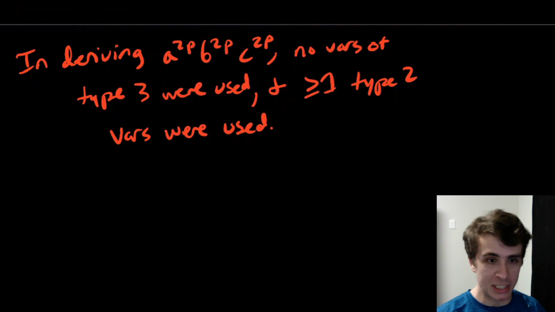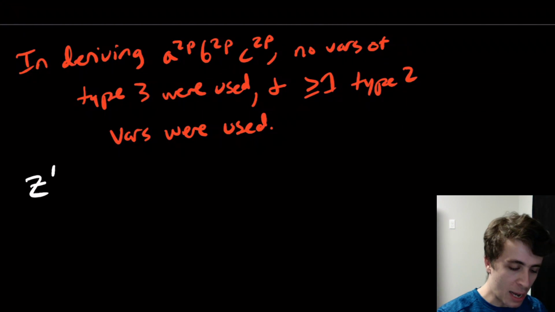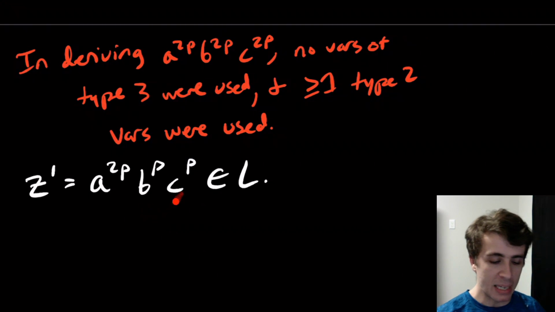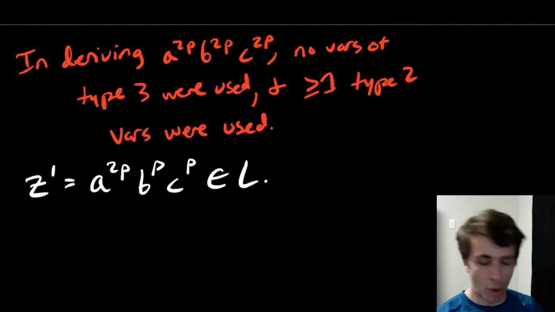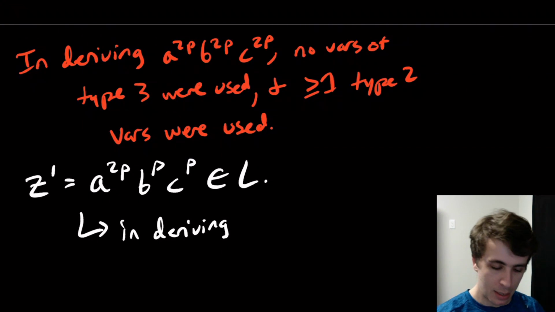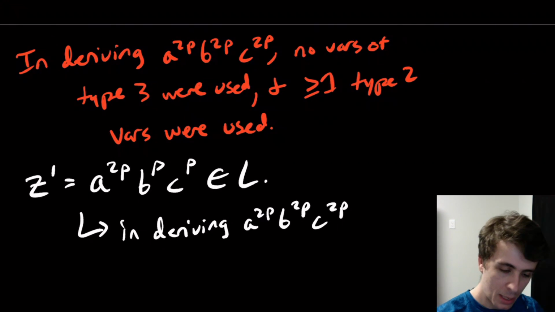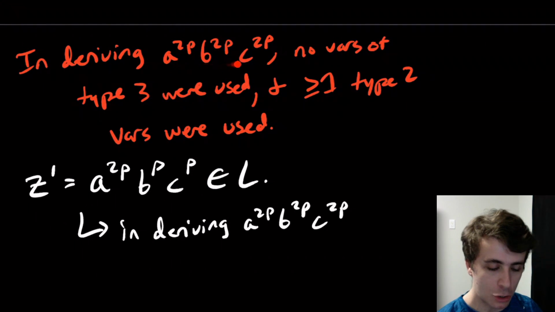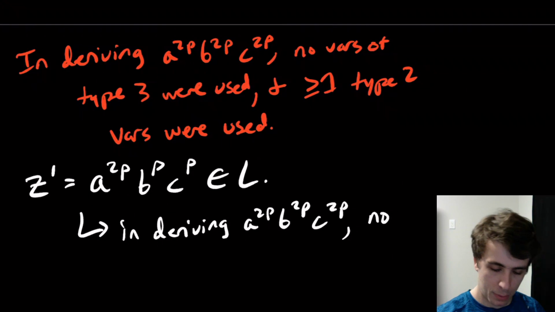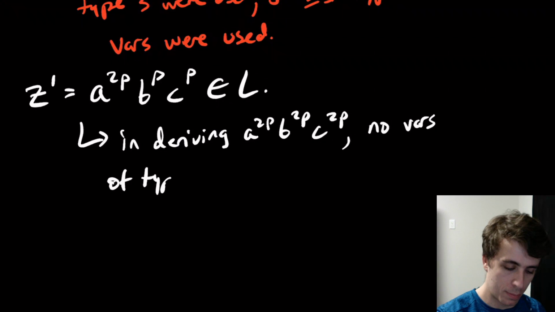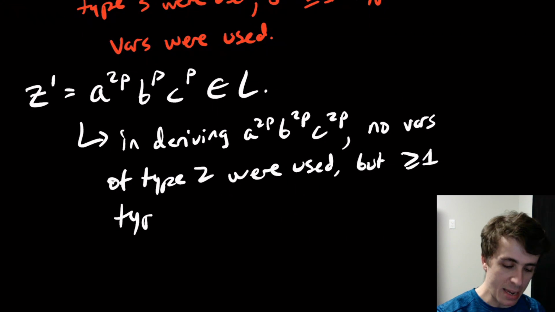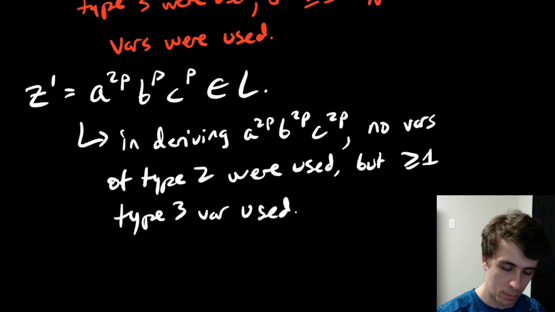So let's actually consider this one instead. Let's consider z prime to be A to the 2P, B to the P, C to the P. Well, that's clearly also in L because the number of B's and C's is the same. So what we can actually derive using the exact same logic is that in deriving A to the 2P, B to the 2P, C to the 2P, because from here we can use the same logic to actually end up at the exact same string, in deriving this, no variables of type 2 in this case were used, but at least one type 3 variable was used.